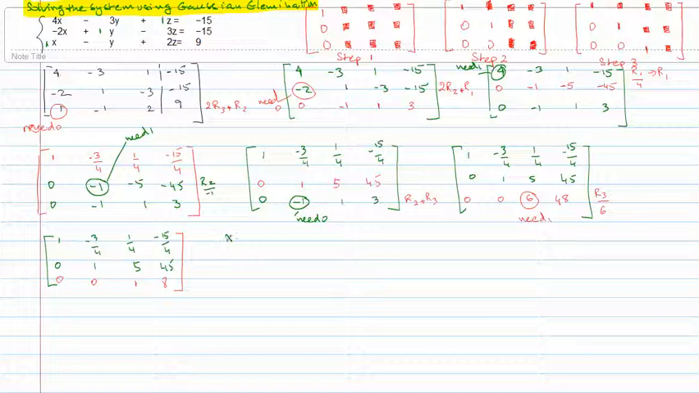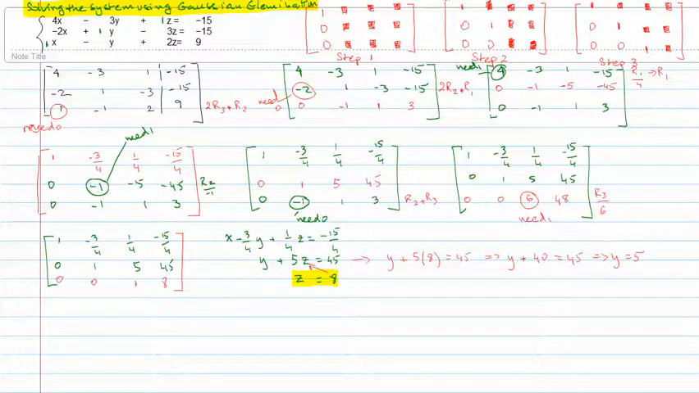So here I have x plus minus 3 over 4y plus 1 over 4z equal minus 15 over 4. And second, I have y plus 5z equal minus 45, and here I have z equal 8. So I have one value solved. Z is 8. So the next step I do is just take z equal to 8 and substitute that in the second equation. So you have y plus 5 times 8 equal 45, which is y plus 40 equal 45. That tells me that y is 5.